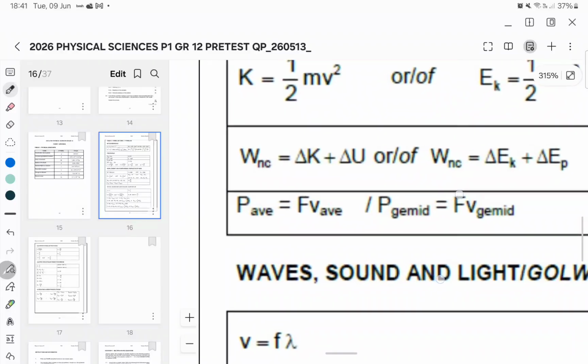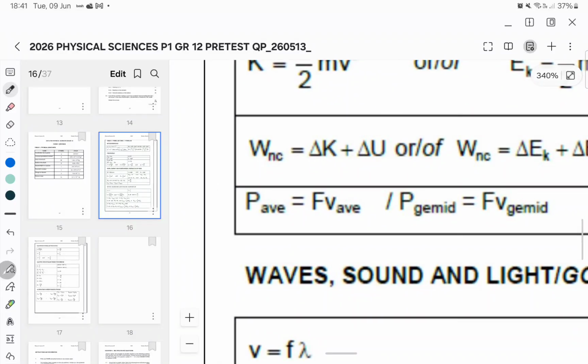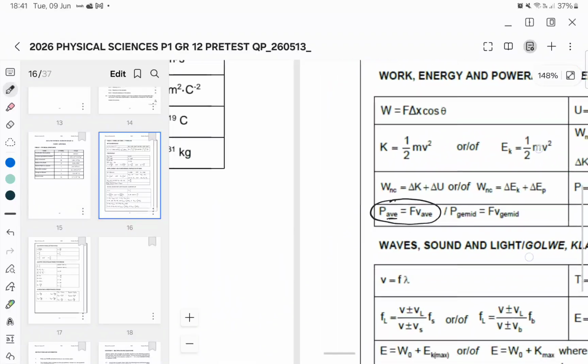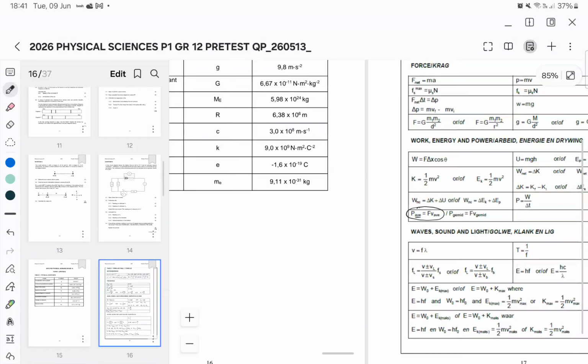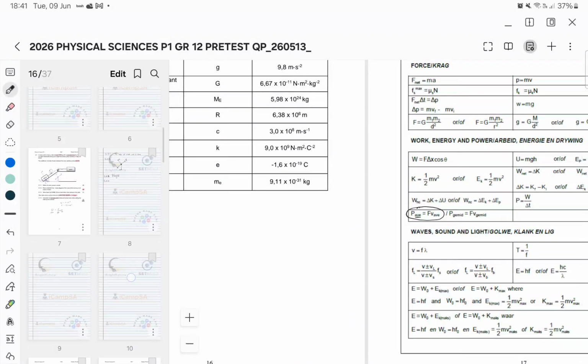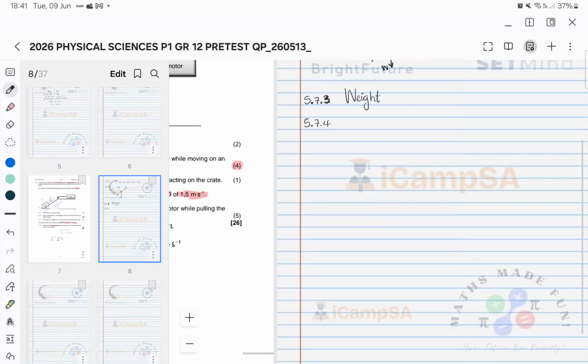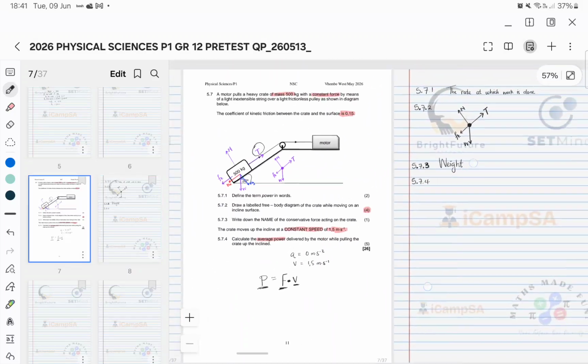Right, there it is. So if you check, we know that the average power delivered, it even says P_AV, is equal to the force times the average speed. Okay, so that's what we're looking at right now. All right, so it's not a formula I just found from nowhere, it's even in your formula sheet.